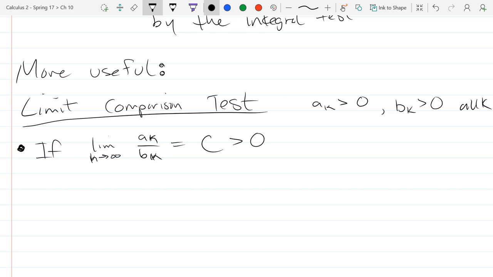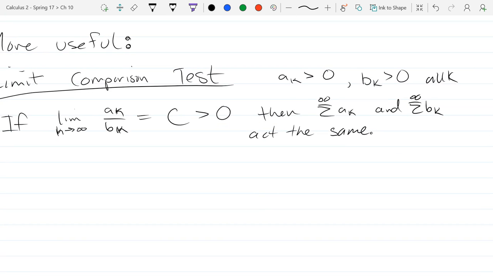So if the limit of these two is a positive real number, then the summation of a_k and the summation of b_k act the same. And when I write act the same, I mean they either both converge or they both diverge. Just like the integral test, they either both converge or both diverge.